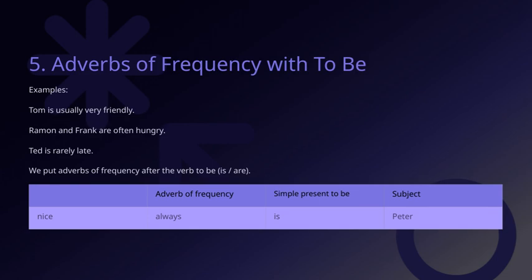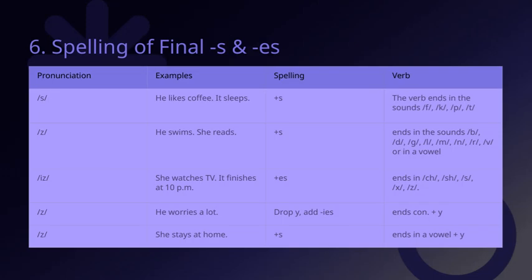Now let's look at how we spell the final S and Es in English. When we add an S to a verb, the pronunciation depends on the ending sound of the base verb. For example, if the verb ends in the sounds F, K, P, or T, we add just plus S, so we say he likes coffee or it sleeps.